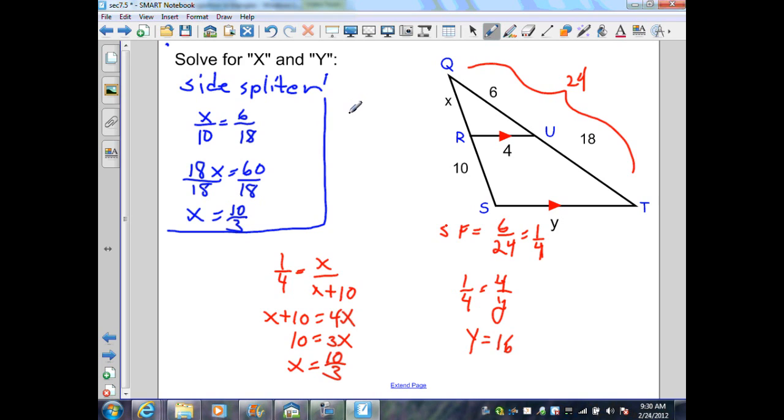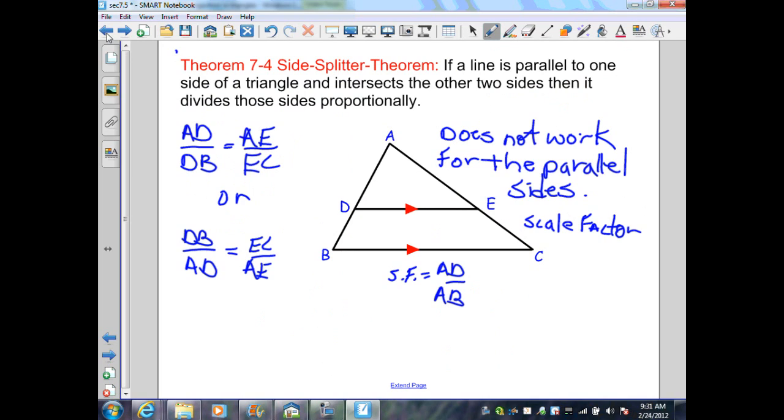One more bit of information about the side splitter theorem before we look at the next example. When I set up the ratio, I have to go top over bottom or bottom over top, or if it was laid on its side, left over right or right over left. I cannot set the ratio up in a diagonal fashion, 6 over 10 or 10 over 6, or x over 18 and 18 over x. That won't work. And I used that same type of proportion or ratio on my first example, which I had top over bottom or bottom over top. I cannot use the diagonal ratio to solve the problem. The side splitter theorem doesn't work that way.